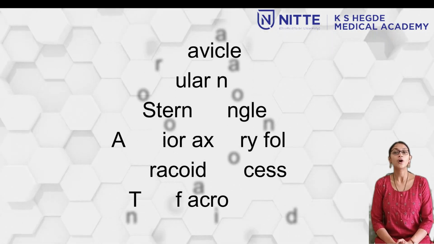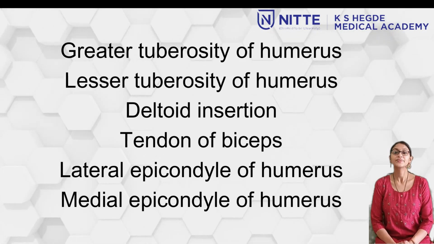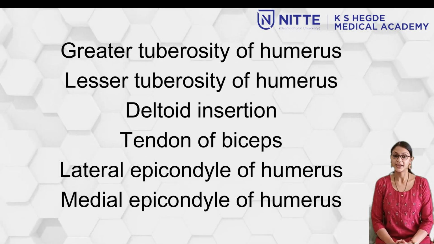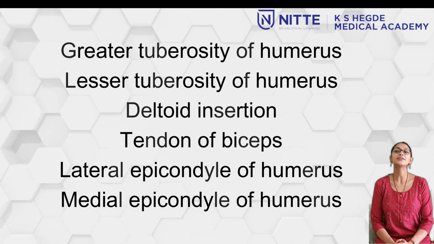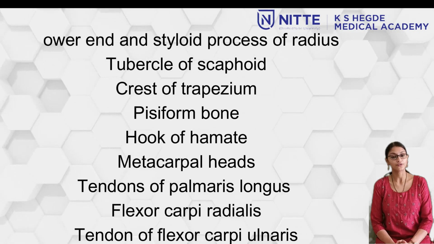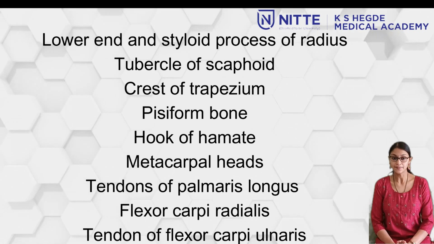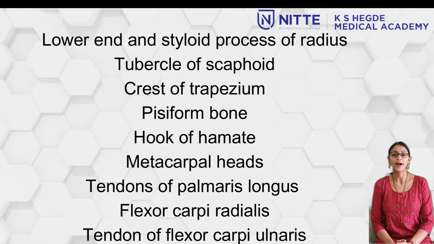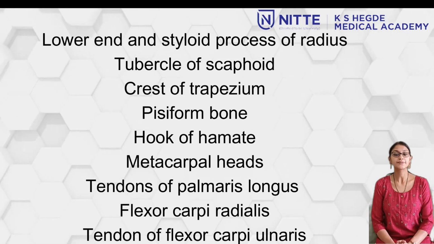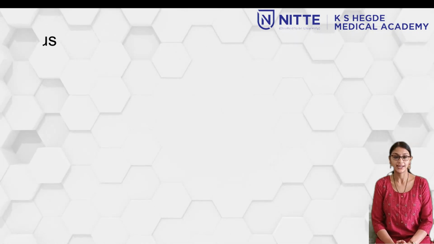process, tip of acromion, greater and lesser tuberosity of humerus, insertion of deltoid muscle, tendon of biceps brachii, lateral and medial epicondyle of humerus, lower end and styloid process of radius, tubercle of scaphoid, crest of trapezium, pisiform bone, hook of hamate, metacarpal heads, tendons of palmaris longus, flexor carpi radialis, and tendon of flexor carpi ulnaris.